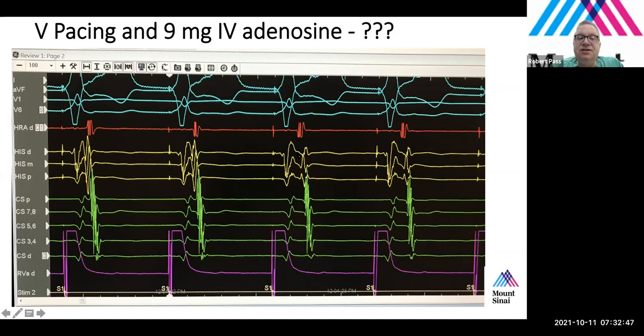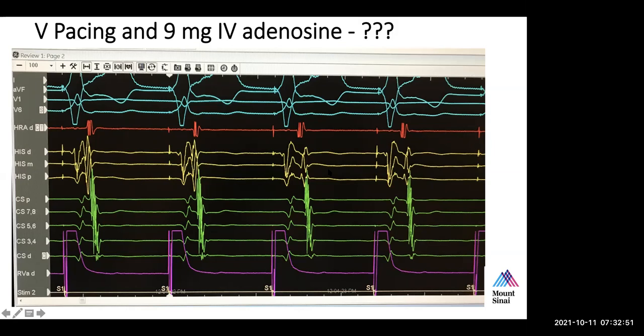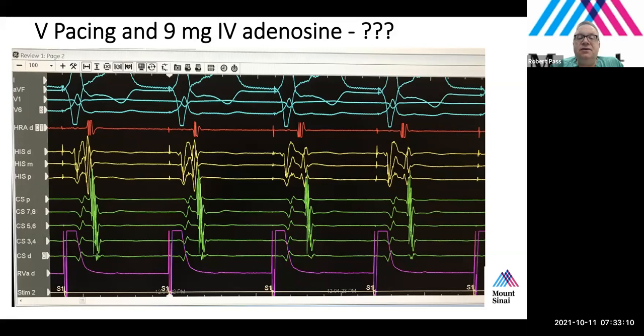And what does that suggest to you could be happening here? So if you see it first in the His, I would think it's going up the AV node. But here, if you see it before in the high RA catheter, then I would think that it is going up the accessory pathway. That's right. So this is probably a patient who has a right-sided accessory pathway.